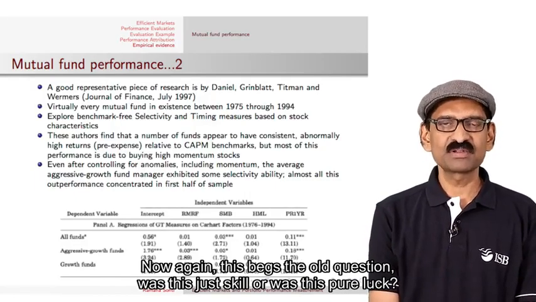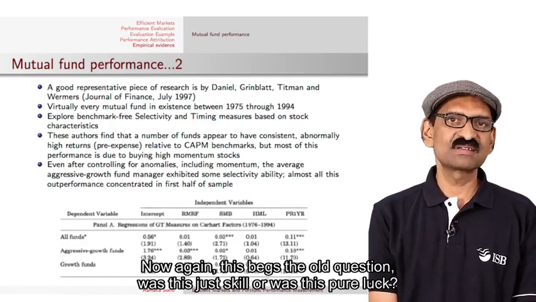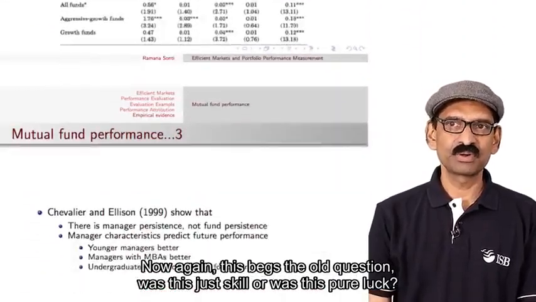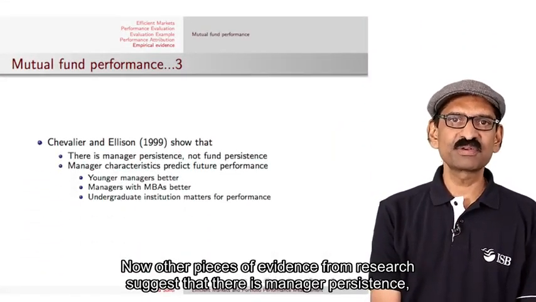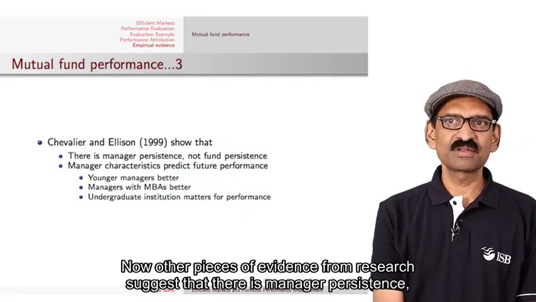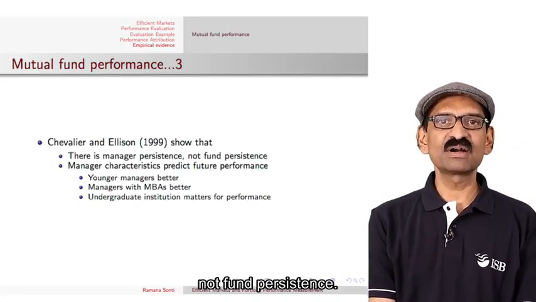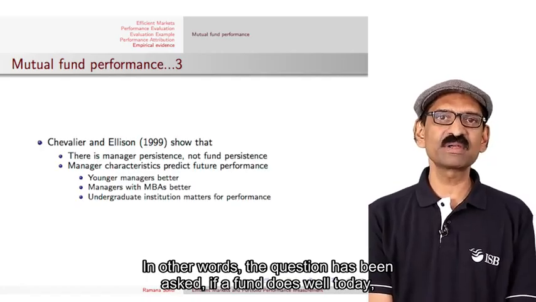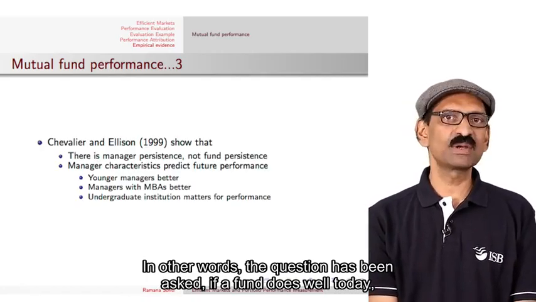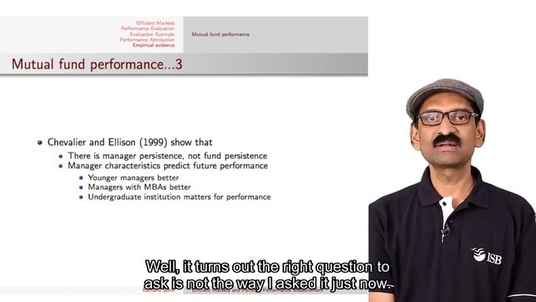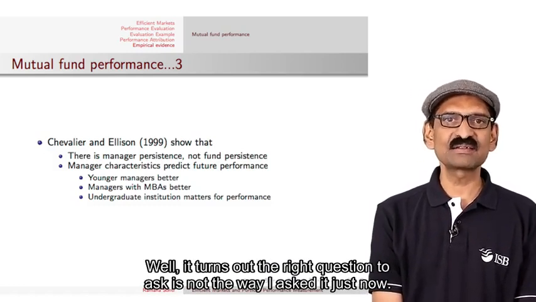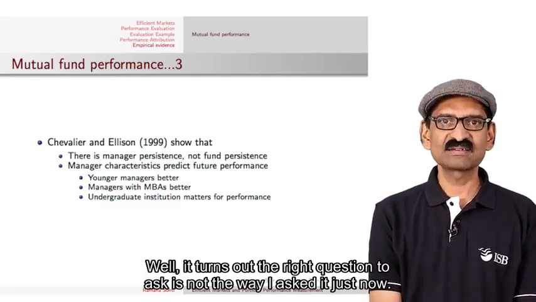Now again, this begs the old question: was this just skill or was this pure luck? Other pieces of evidence from research suggest that there is manager persistence, not fund persistence. In other words, the question has been asked, if a fund does well this year, will it do well next year? Well, it turns out the right question to ask is not the way I asked it just now.